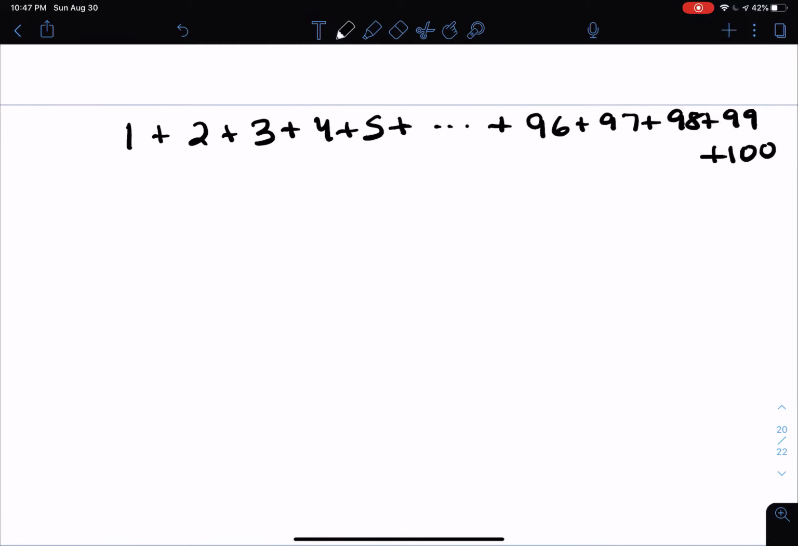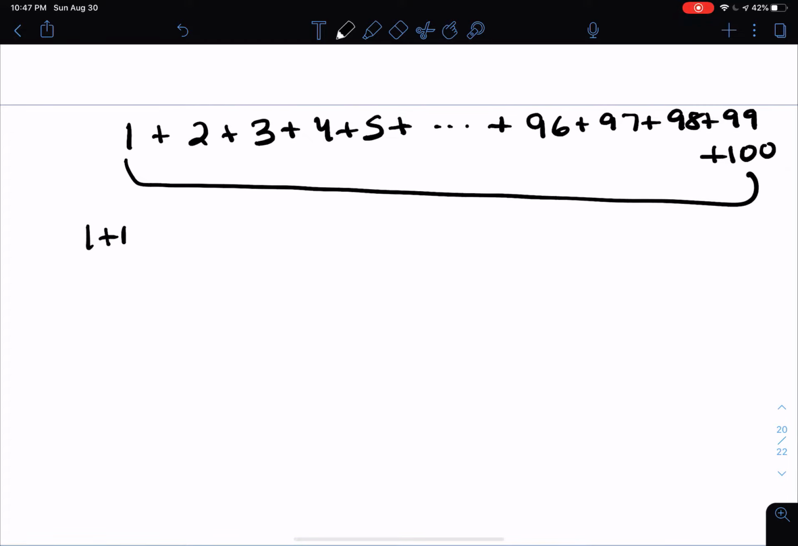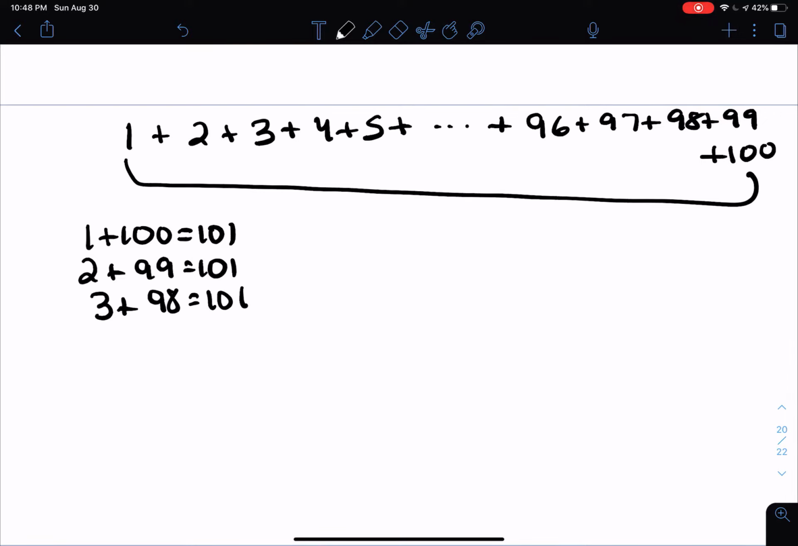He was able to quickly recognize a pattern. He noticed that on the extremes of things, he could add 1 and 100 and get 101. He can add 2 and 99, get 101. You can add 3 and 98 and get 101, and so on. 50 pairs of this, 50 101s, means 50 times 101, which is 5050.